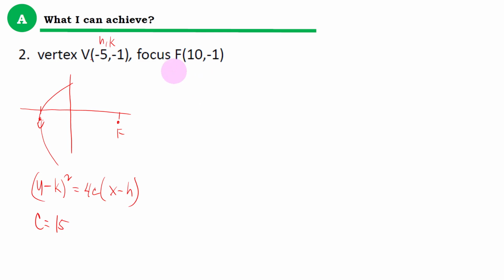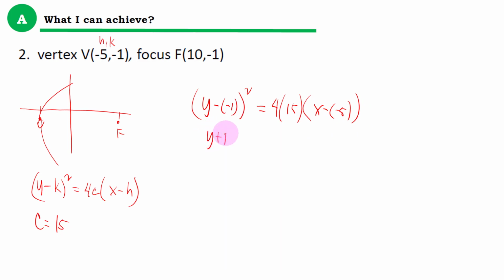Okay, 15 units. So, ang susunod is substitute. So, magiging y minus negative 1, quantity squared, ito yung ating k, equals 4 times 15 times x minus negative 5. Then, we simplify that, magiging y plus 1, quantity squared, equals 4 times 15 is 60 times x plus 5. So, this is our standard equation.